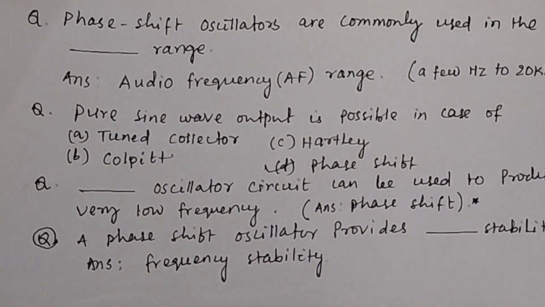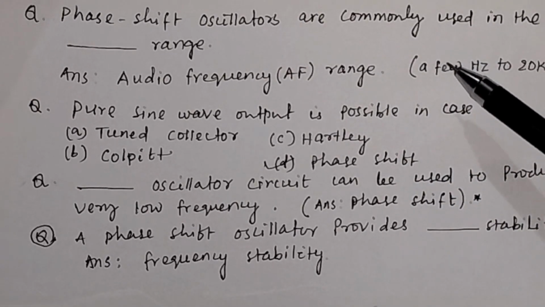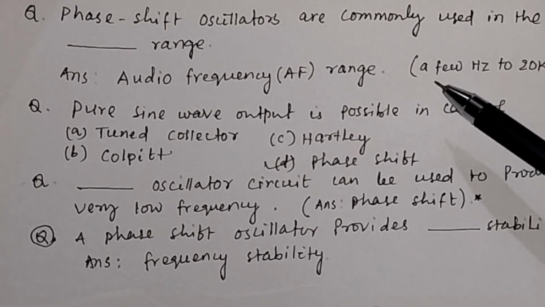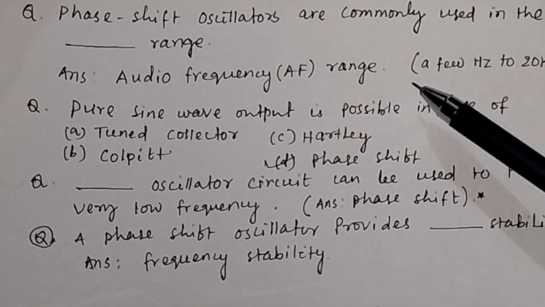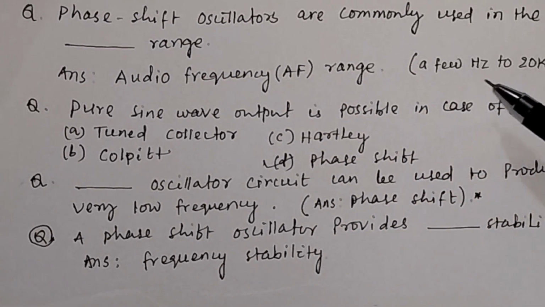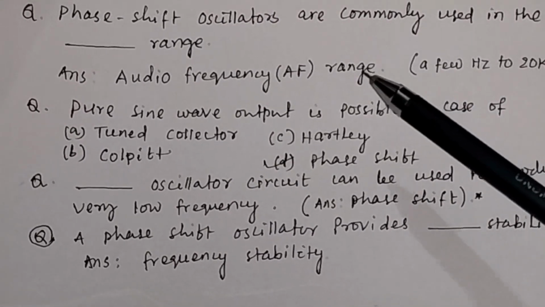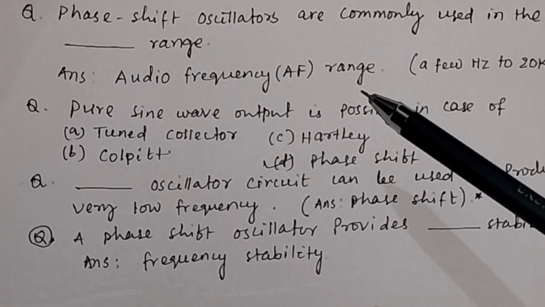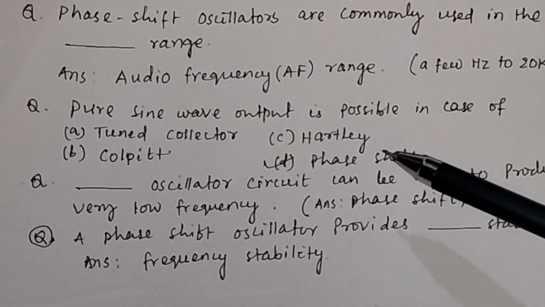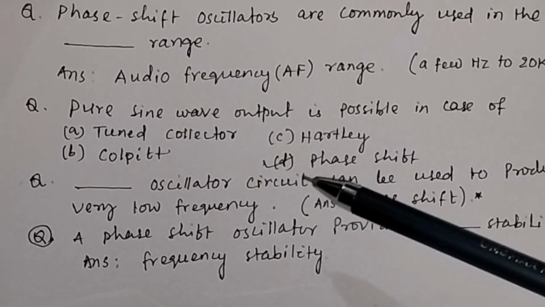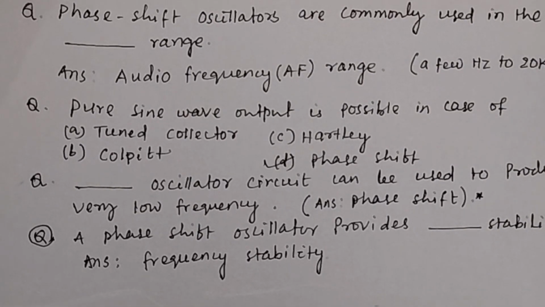Phase shift oscillators are commonly used in dash range. I have told you phase shift oscillators are commonly used in low frequency oscillation. So it is used in the audio frequency range. As we know, the audio frequency range is from a few hertz to 20 kilohertz. So phase shift oscillators are used in the audio frequency range. You have to remember it. And another question: pure sine wave output is possible in case of which oscillator? In phase shift oscillator, pure sine wave output is possible.